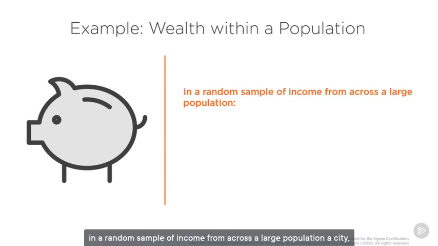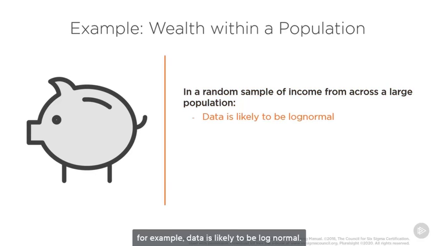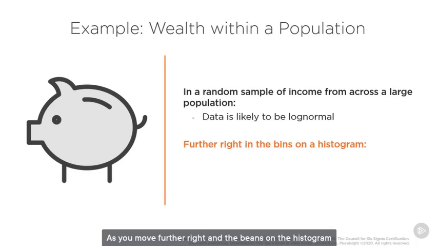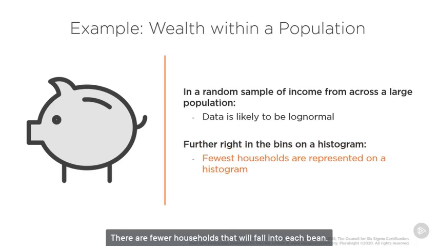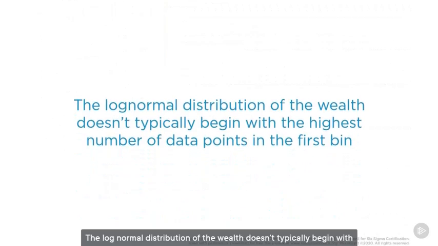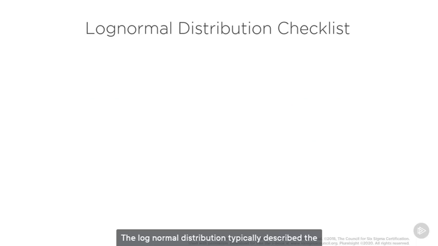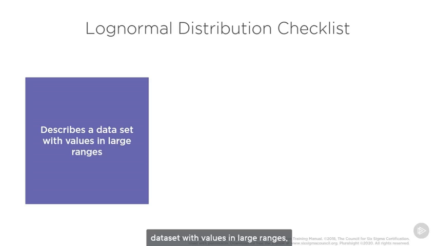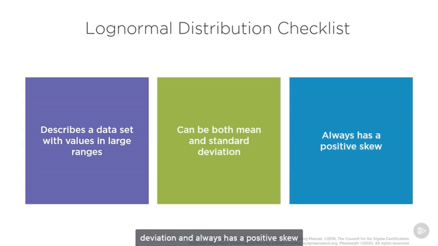Now, in a random sample of income from across a large population, a city for example, data is likely to be log-normal. As you move further right in the bins on a histogram, representing increasing dollar figures of income, there are fewer households that will fall into each bin. As you reach the highest dollar bins, you'll likely see the fewest households represented on a histogram. While the effect is similar to the positive exponential distribution we saw in the sample chart I provided you in this video, there are some differences. The log-normal distribution of the wealth doesn't typically begin with the highest number of data points in the first bin. More often, you'll see a small number of or no data points in the first bin, followed by a quick rise to a median point and then a sloping trail to the right. The log-normal distribution typically describes a dataset with values in large ranges, can be described with both mean and standard deviation, and always has a positive skew.